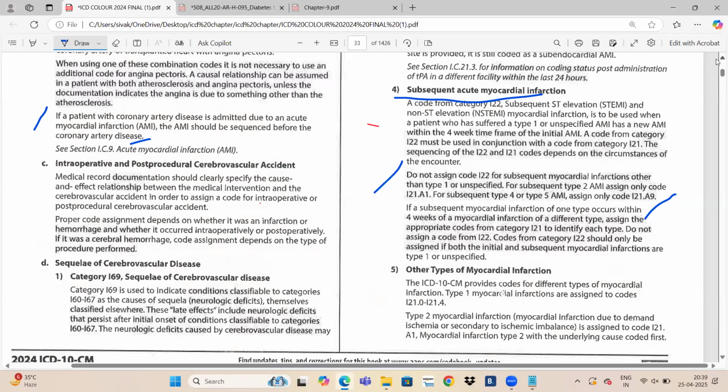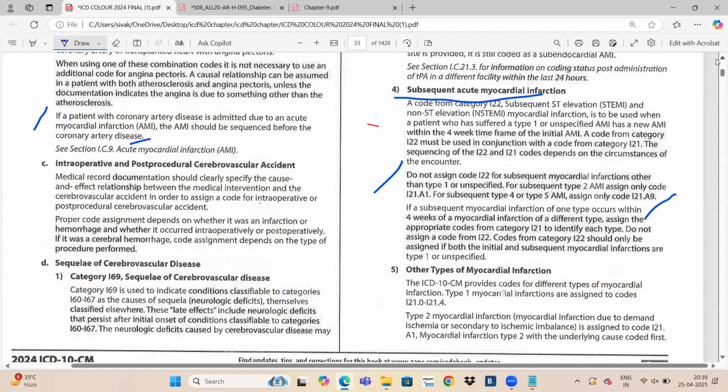They will give a question: which category codes we can use for type 2 subsequent MI? Which category code we need to use, I21 or I22? I21. Good. I21 category. Only for type 1 or unspecified type subsequent MI, I22 category. If the patient has type 2 subsequent MI, you need to assign the I21 category set of codes. This question you will get. Patient has type 2 subsequent MI, which category set of codes can we use?